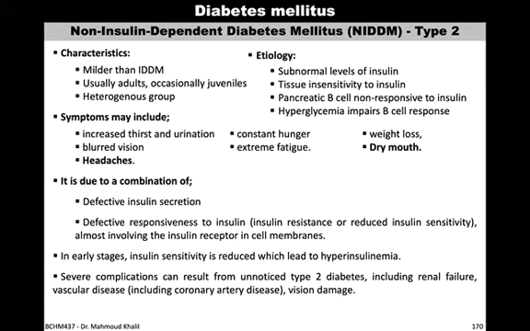Severe complications of unnoticed type 2 diabetes may lead to renal failure or vascular diseases like coronary heart disease, and may lead to vision damage. That's why a lot of patients that have uncontrolled type 2 diabetes can lose their vision if they are not controlling their sugar level, or even if they don't know that they have diabetes.